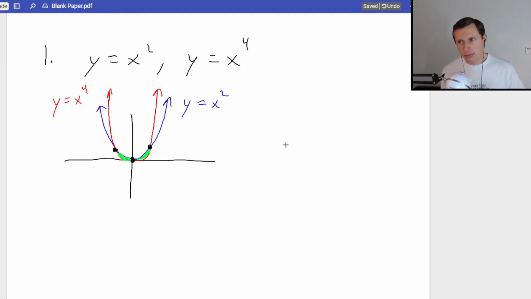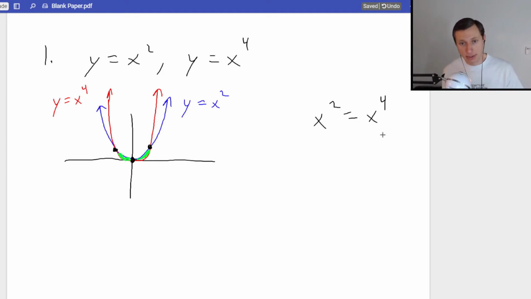Now, real step 1 is find the intersection points. Again, how do I find intersection points? Set the functions equal to each other. X squared equals x to the 4th. Okay? Now we need to solve this. For those of you out there who want to cancel out x squared, never cancel out x's. If you cancel out x's, you're losing solutions. In this case, you'd be losing the x equals 0 solution.